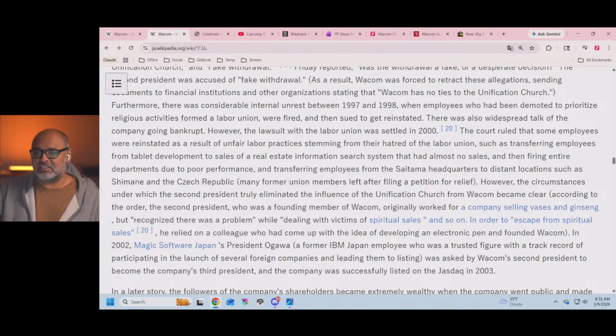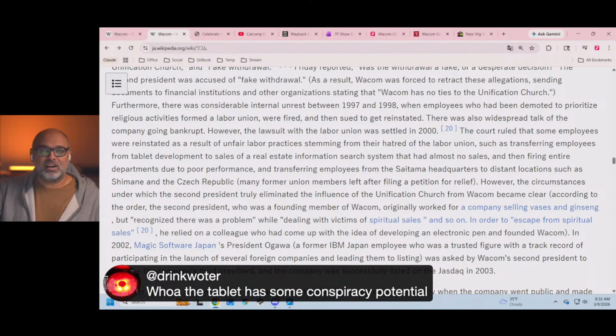Yeah, Drinkwater, exactly. That's why I didn't want to go deep into that topic, because there's so much crazy stuff that is said in here.